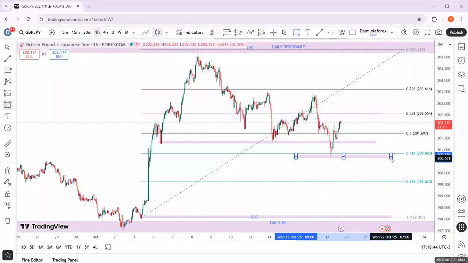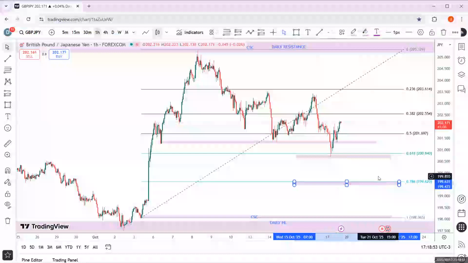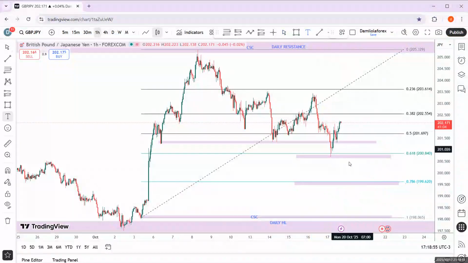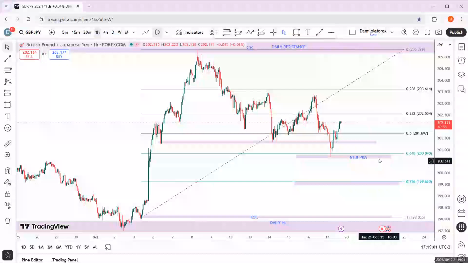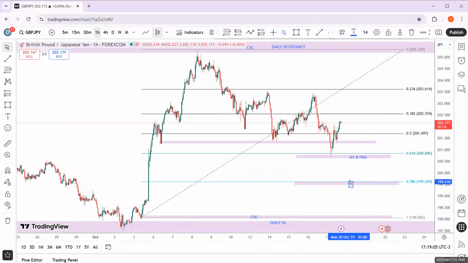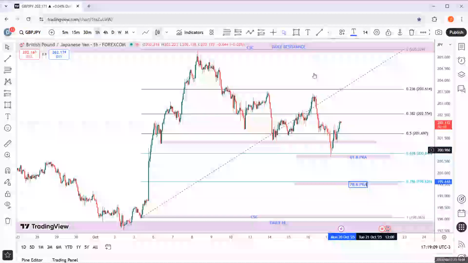One, at the 61.8 level right here. Then two, at the 78.6 level right here. So these two levels are now known as potential reversal areas. We'll go ahead and tag them. This is the 61.8 potential reversal area. Then right here is the 78.6 potential reversal area.